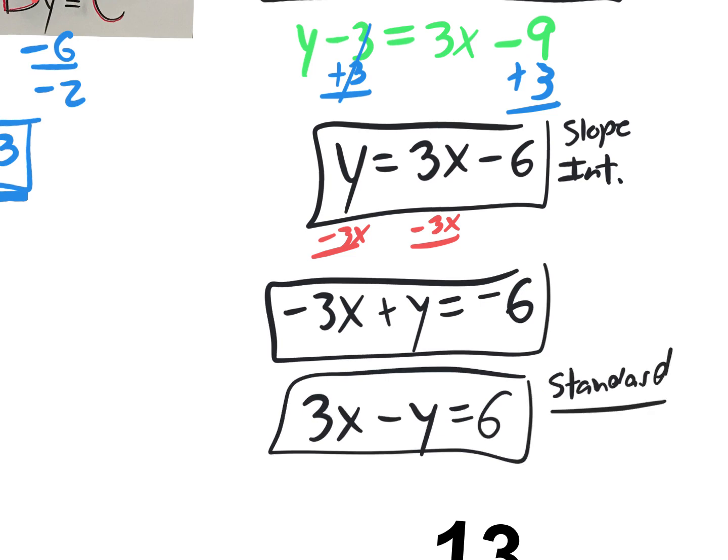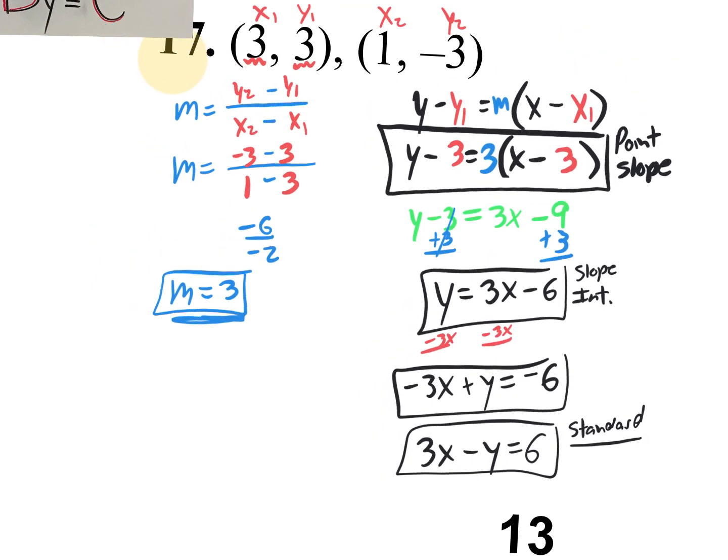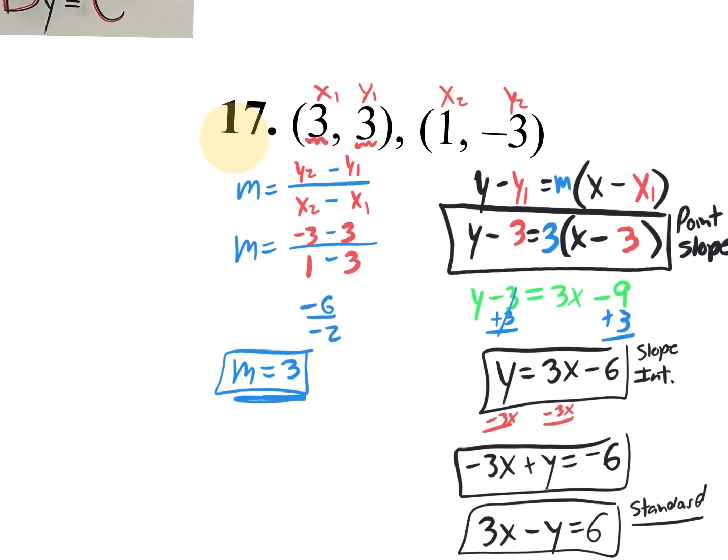Once again, we have taken 2 points. And what do we do with those 2 points? We applied the slope formula. And then we used the slope and the point to write it in point slope form. And then we distributed and moved to write it in slope-intercept form. And then we moved again to write it in standard form. All 3 different forms just given those 2 points.